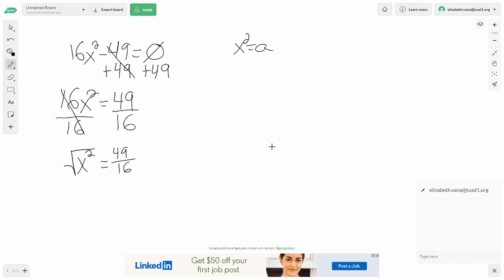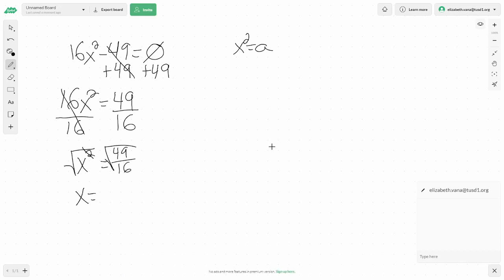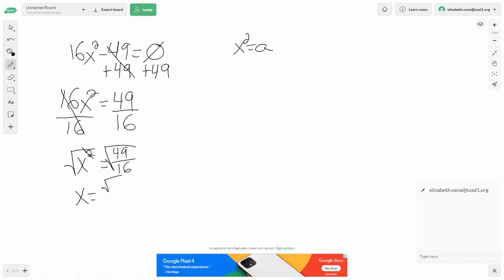Now I take the square root of both sides. Again, the square root and the squared cancel each other out. When you have a fraction, it becomes the square root of the numerator over the square root of the denominator. The square root of 49 is 7, and the square root of 16 is 4, and this could be positive or negative 7/4. And that is your answer.